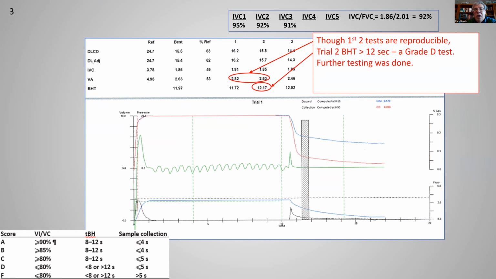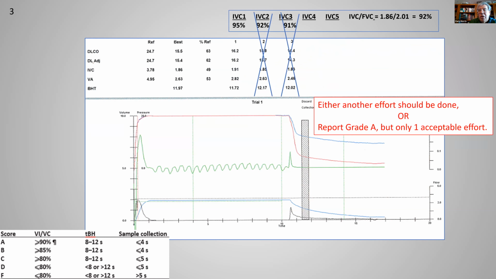Notice here that though the first two tests are reproducible, the breath hold time on both of these is a grade D test right off the bat. Trial three, as you already mentioned, is not reproducible because the alveolar volumes are greater than 200 milliliters off of these other ones. So what we do here, okay, either another test should have been performed because these are two grade D. This is the only one that was a grade A by itself here. So either another test should have been performed or they should have reported this as a grade A test with only one acceptable effort as opposed to averaging all three.